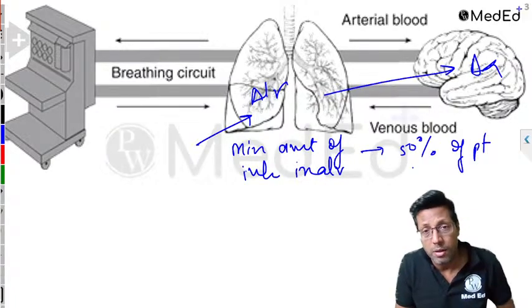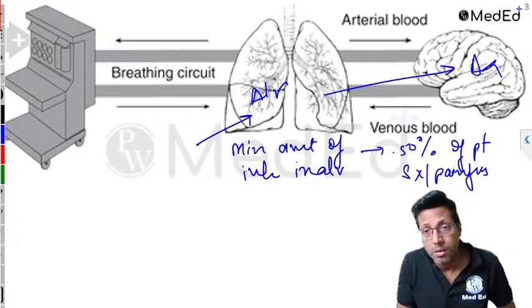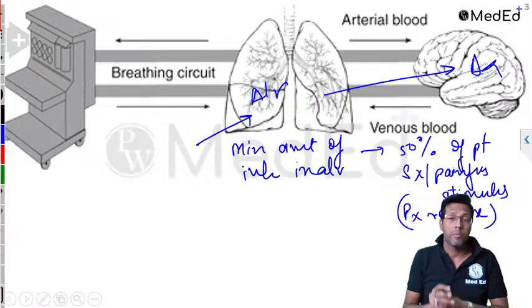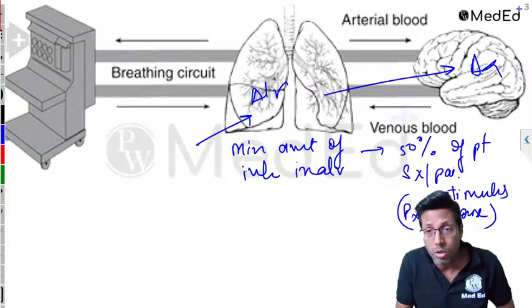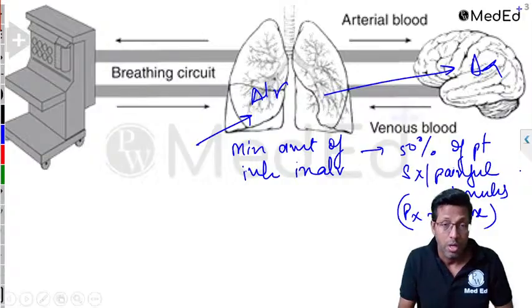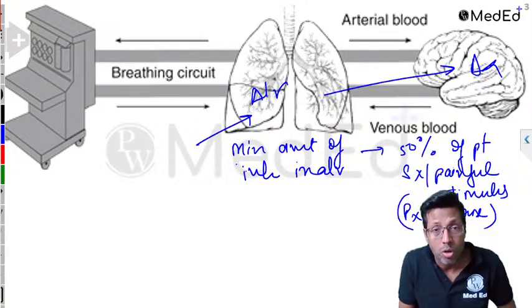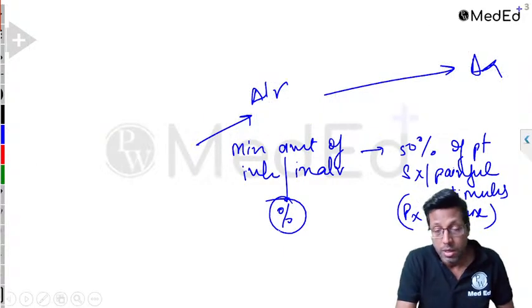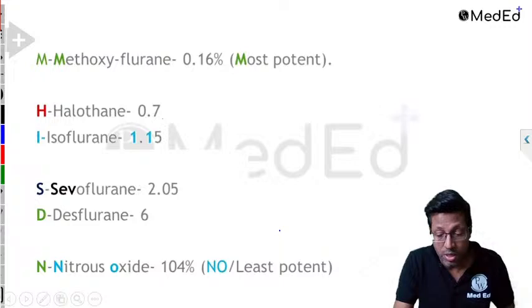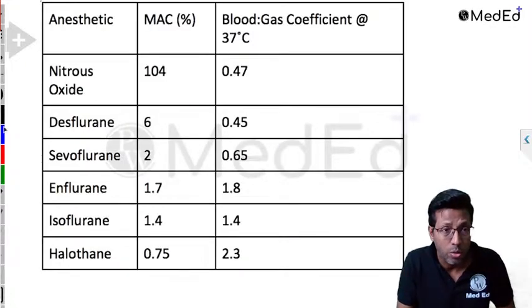In 50% of the patients, it prevents response to the surgical or the painful stimulus. This is your minimum alveolar concentration. Basically, it's the amount needed, right? Amount is always given by some number. Here, it's supposed to be given by percent, right? So those percentages are the various values which are given. It's very difficult to remember the numbers. I agree with you. It's not easy.